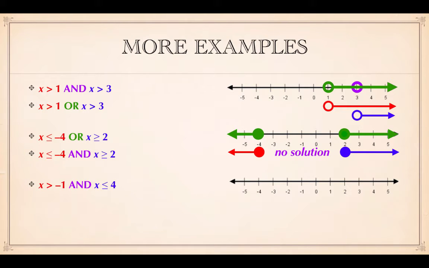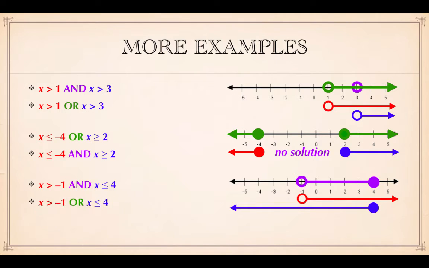If I am graphing x is greater than -1 and x is less than or equal to 4, well, here are all the numbers that are greater than -1. Here are all the numbers that are less than or equal to 4. Which part did I graph both times? Where did the red and the blue overlap? Right here. So that's the solution when there's an "and" in between those. And then for "or," which part got graphed either time?